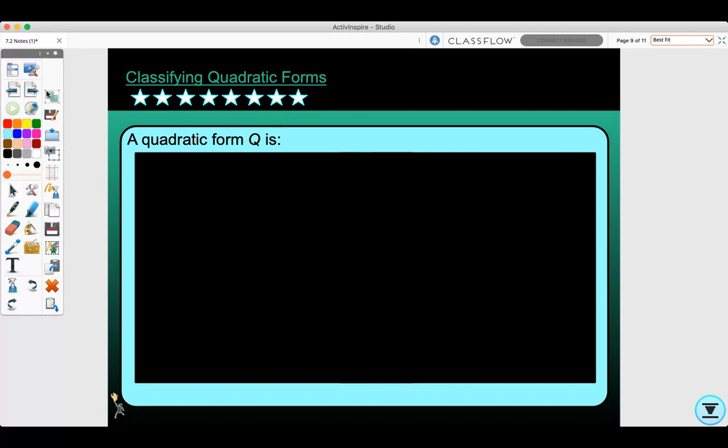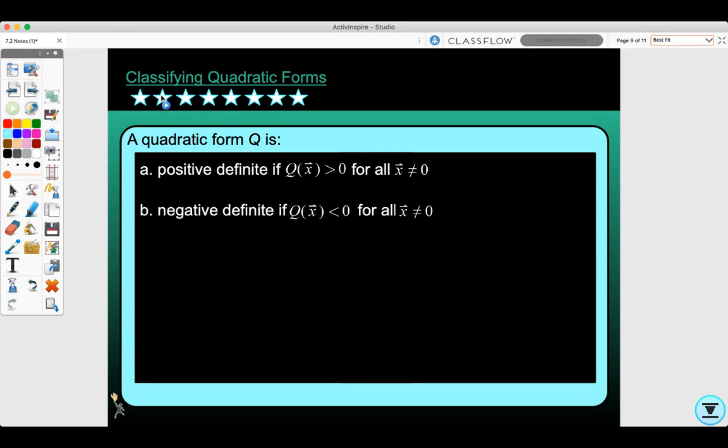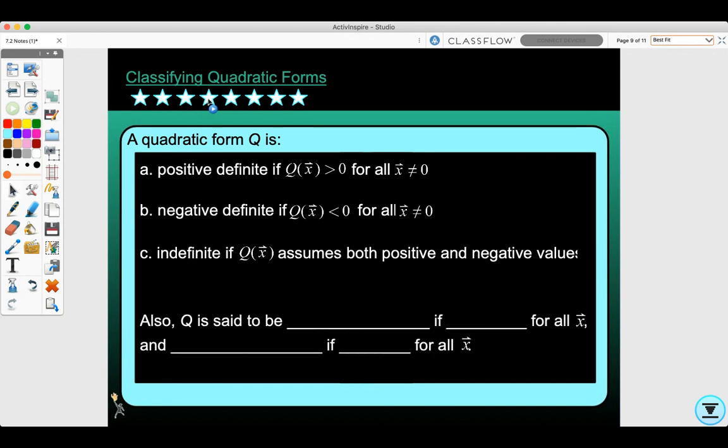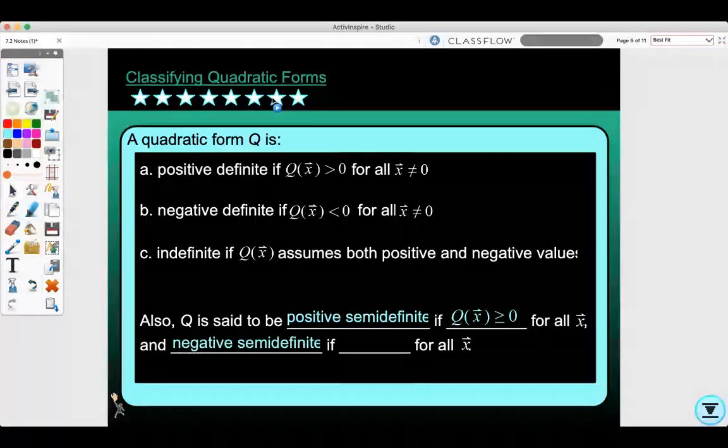Classifying quadratic forms. A quadratic form Q is positive definite if Q of x is greater than 0 for all x not equal to 0. It's negative definite if Q of x is less than 0 for all x not equal to 0. It's indefinite if Q of x assumes both positive and negative values. Also, Q is said to be positive semi-definite if Q of x is greater than or equal to 0 for all x, and negative semi-definite if Q of x is less than or equal to 0 for all x.